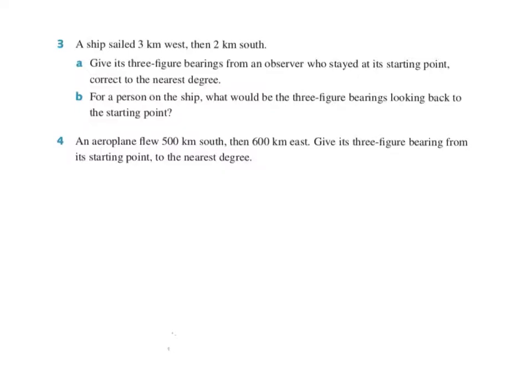The ship sailed 3 kilometres west, then 2 kilometres south. So what we need to do here is our little north, south, east, west to start off with. So we know that's north, south, east and west. And we're told that the ship goes 3 kilometres west, which would be out this way. That's 3 kilometres. And then 2 kilometres down south.